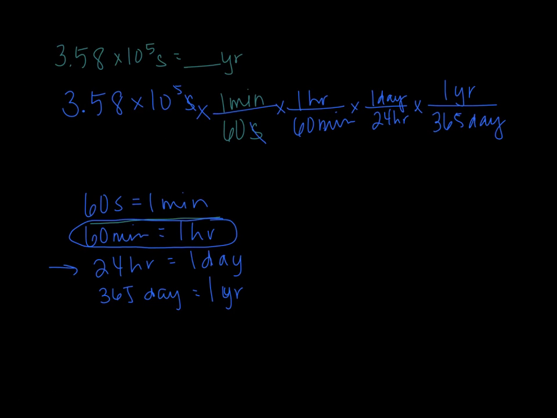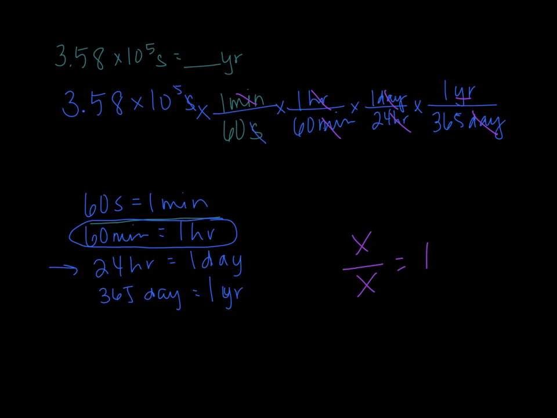So now when I look at this, I've got seconds canceling with seconds, minutes canceling with minutes, hours canceling with hours, days canceling with days, and I'm left with years. And that's what I wanted to find. I wanted to find how many years there were. And so the only way units cancel is when you have one on the top and one on the bottom. Just like if you have x over x, that's going to equal 1. They're going to cancel out.